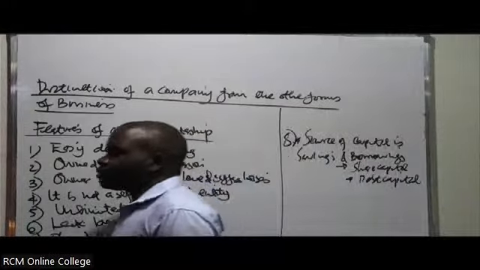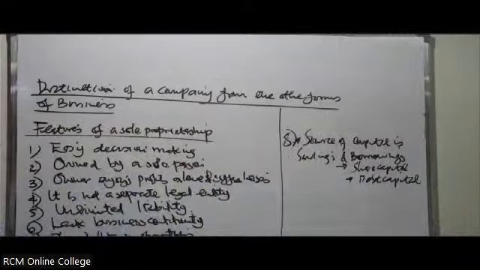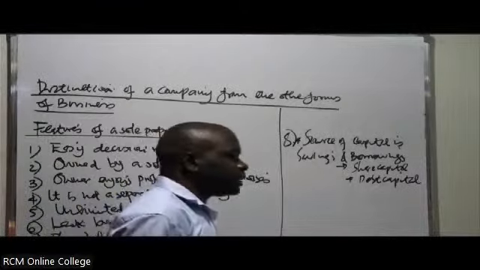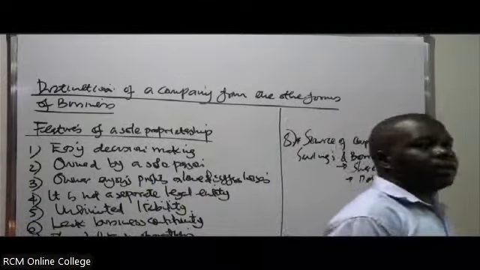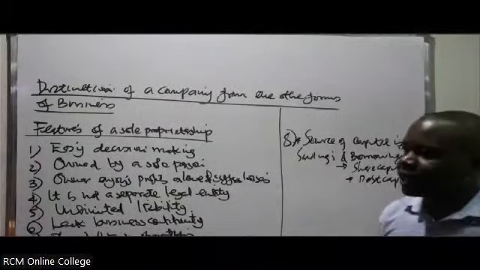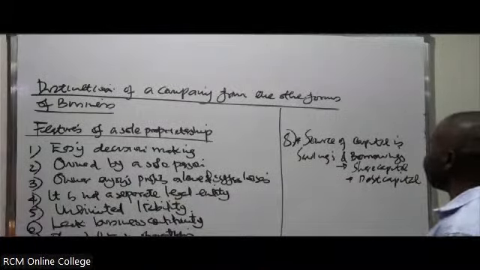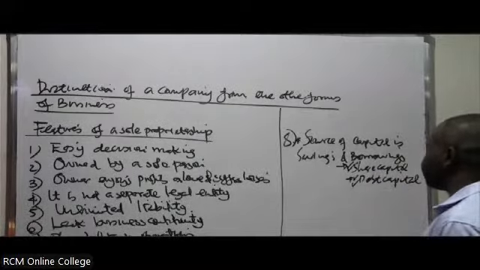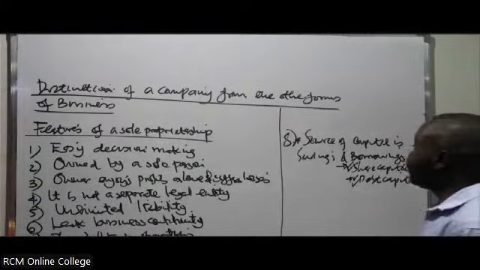So while for a sole proprietor the major source of capital can be savings or borrowings from friends or relatives, for a company the main source of capital would be share capital or debt capital. We'll learn these later on as individual topics, so you don't have to start asking a lot of questions about them. You'll get to understand them.